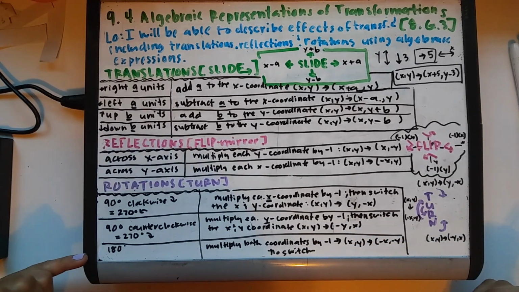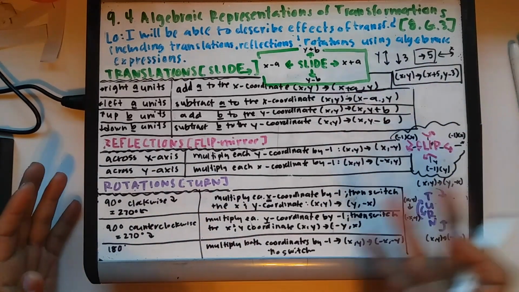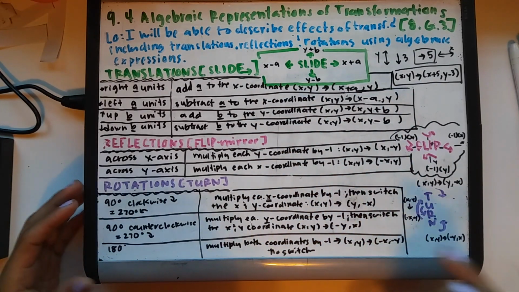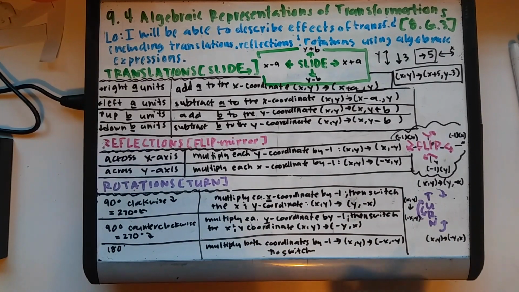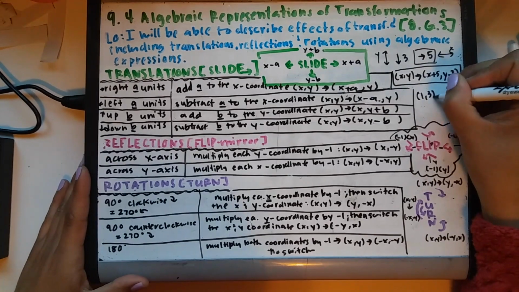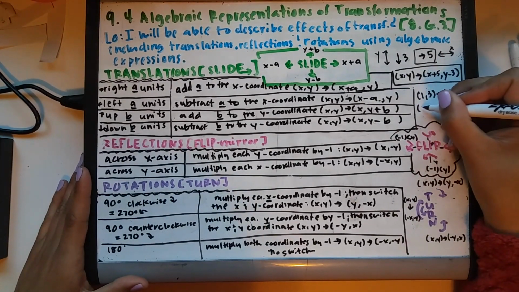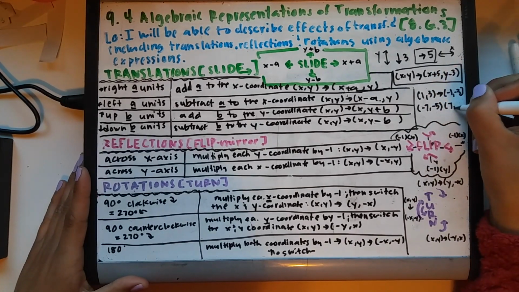And then lastly, the 180-degree rotation. Remember, when we do a 180-degree rotation, from the experimentation that we did in class, you end up in the same place. It doesn't matter if you do it clockwise or counterclockwise. And in this one, there's no switching of the coordinates, but you're going to multiply both of them by -1. So if I have (1, 3), I'm going to end up with (-1, -3). If another point is (-7, -5), you end up with (7, 5).